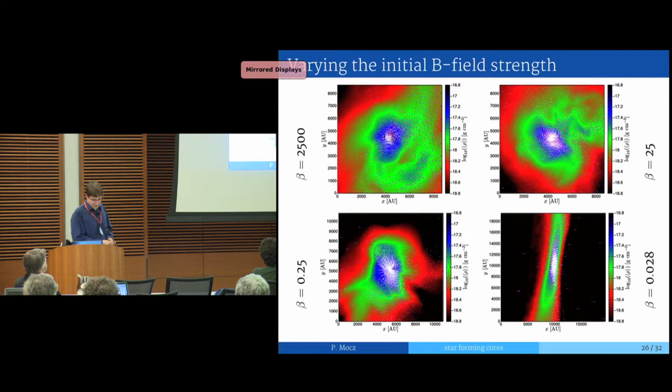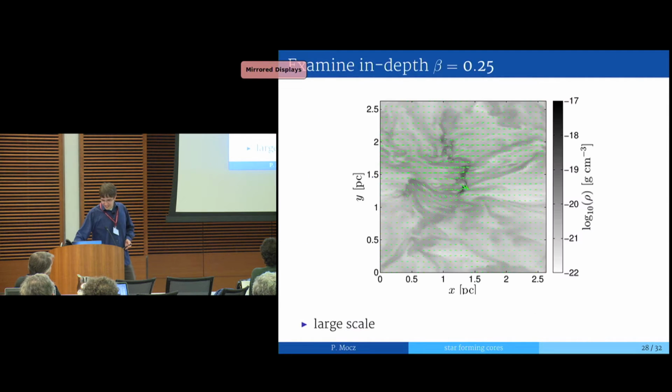Okay, and then these are some morphologies on CARMA scales. We get some pinching of the magnetic field lines. In the strong magnetic field case, we don't get a very well-defined core due to the magnetic pressure support. And then we're actually interested in ALMA scales.